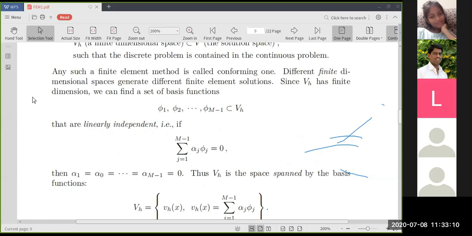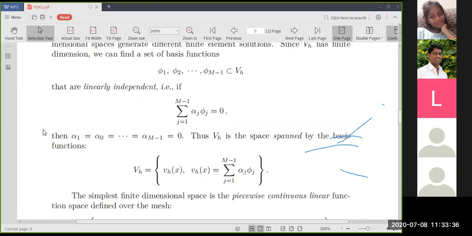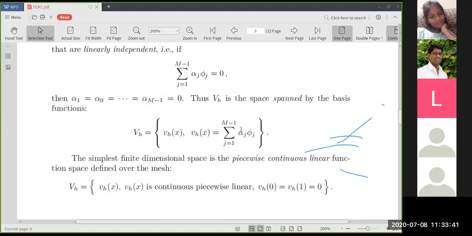So in linear algebra, you know that we call something a basis if it is linearly independent and it spans the whole space. Here phi 1, phi 2, etc., phi m minus 1 are linearly independent by construction, and they satisfy this condition. So VH is the space spanned by the basis functions. Each element in VH can be written as a linear combination of alpha j phi j.